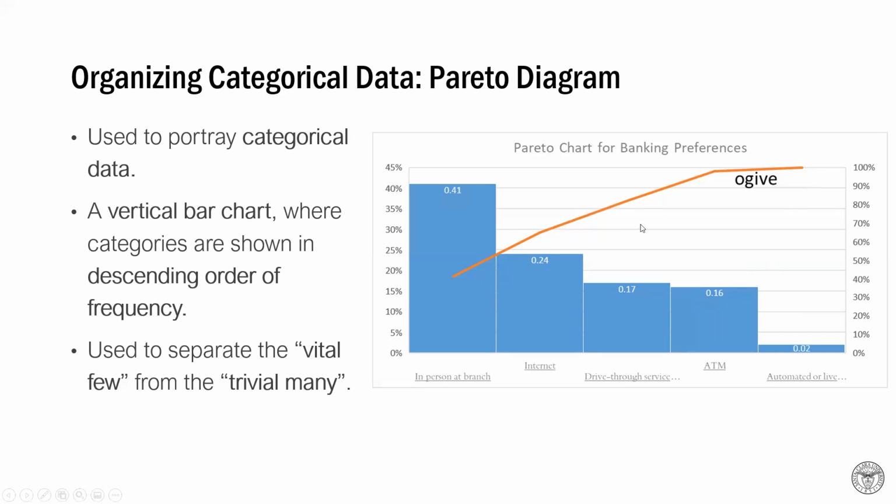In this Pareto diagram, we can also see an Ogive curve, which summarizes the accumulated percentage of the current category plus all those categories on the left. For example, if we look at the internet category, we can see an accumulated percentage of probably 65%, which is an accumulated value of the 41% and 24%.